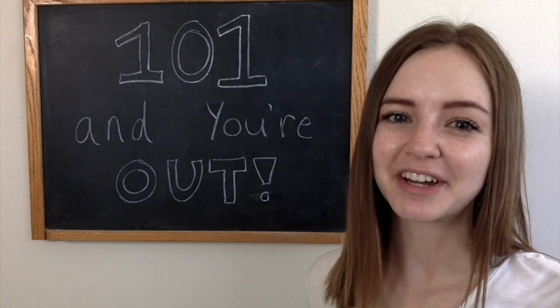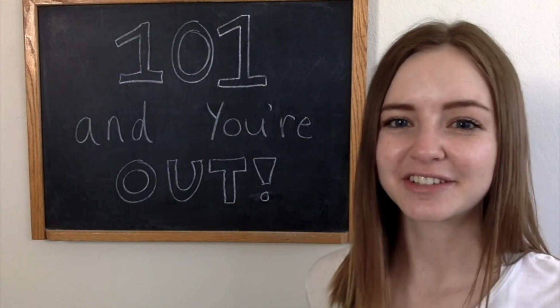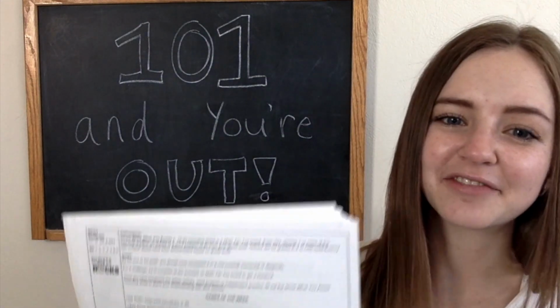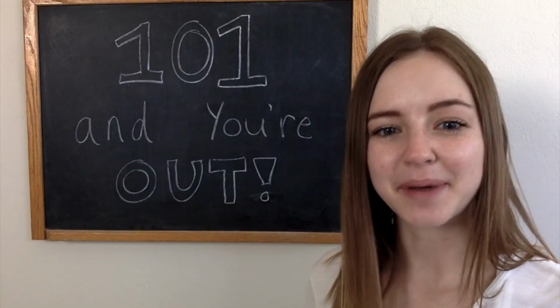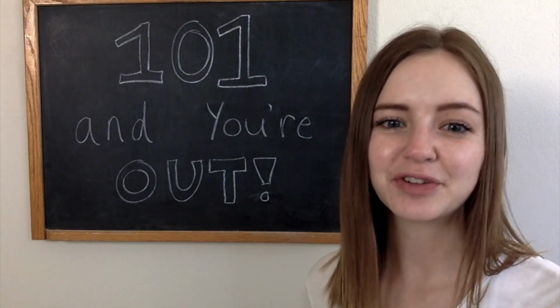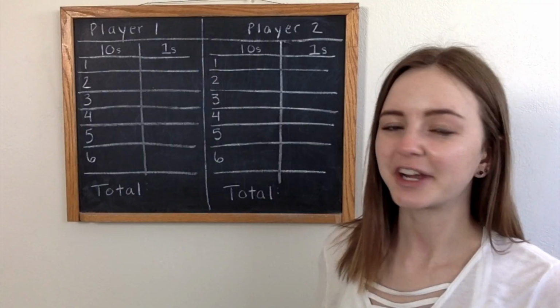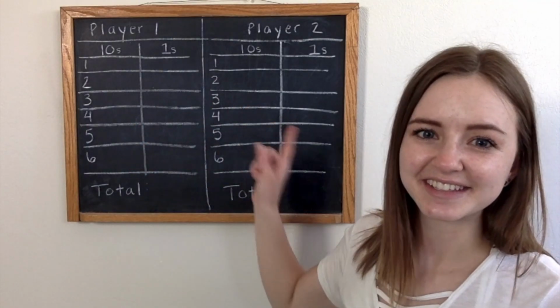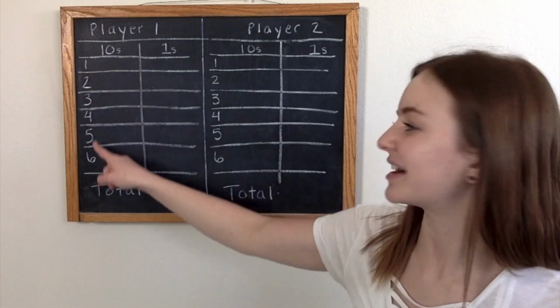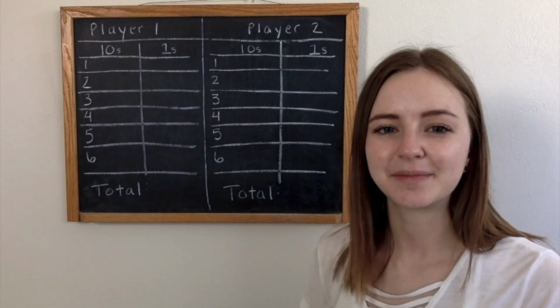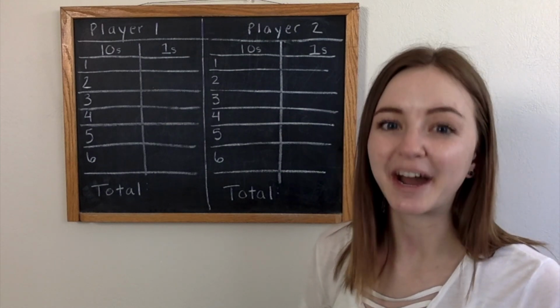Now we'll play 101 and You're Out. The directions for this game are on pages 50 and 51 of your packet. For this game, you'll need paper, a pencil, 1 die, and 2 or more players. Each player will set up a game board that looks like this. Each player will roll the die 6 times, which is why there are 6 rows on our boards. The goal for this game is to get the closest to 100 without going over.